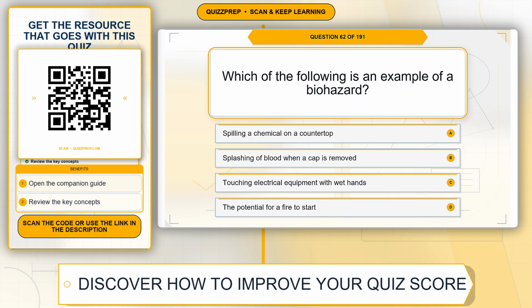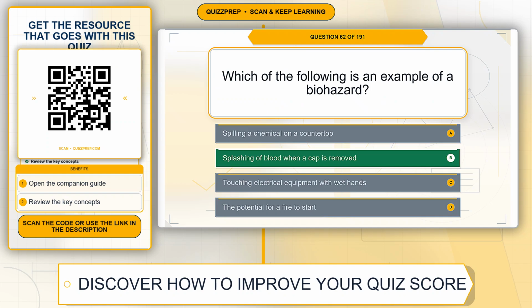Question 62. Which of the following is an example of a biohazard? Option A, spilling a chemical on a countertop. Option B, splashing of blood when a cap is removed. Option C, touching electrical equipment with wet hands. Option D, the potential for a fire to start. The correct answer is option B, splashing of blood when a cap is removed.